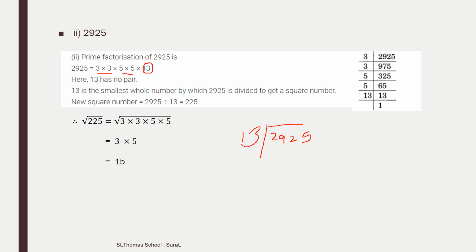Divide and check whether you are getting 225. Now you have to find the square root of 225. So that is 3 multiplied by 3 and 5 multiplied by 5. Now inside the square root 2 times, so outside the square root only 1 time you have to write. So 3 multiplied by 5. 3 5s are 15. So what is the square root of 225? 15.